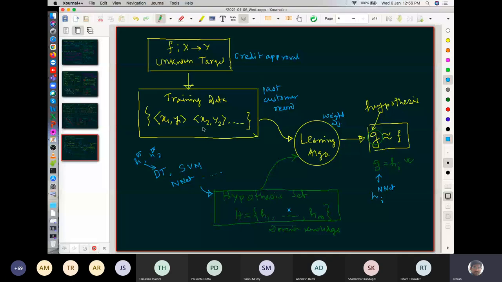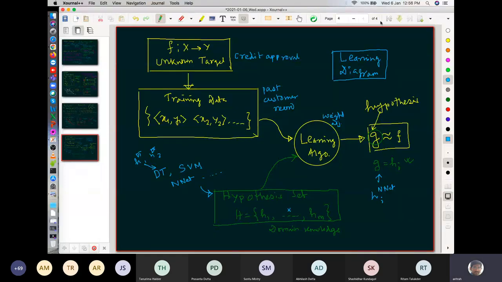So this will be our learning diagram, and gradually, through this course, we will go on refining it and adding new components to it. So we call it a learning diagram. Whatever we discuss will fit in here.